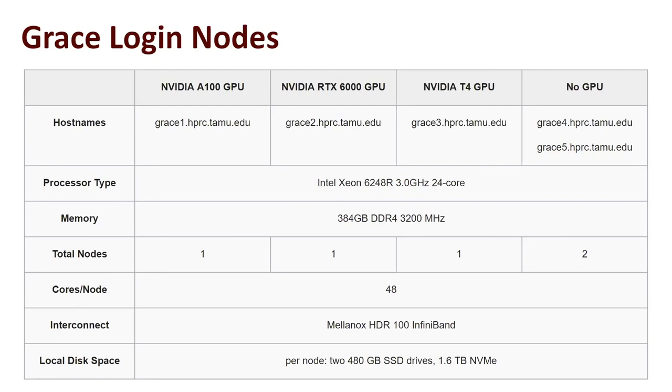And then we have a pretty big local storage. I'm sorry, local storage is not that big, but it's pretty fast. It's a 480 gigabytes SSD drive, so it's pretty fast. And 1.6 terabytes of NVMe, which are high speed storage systems.